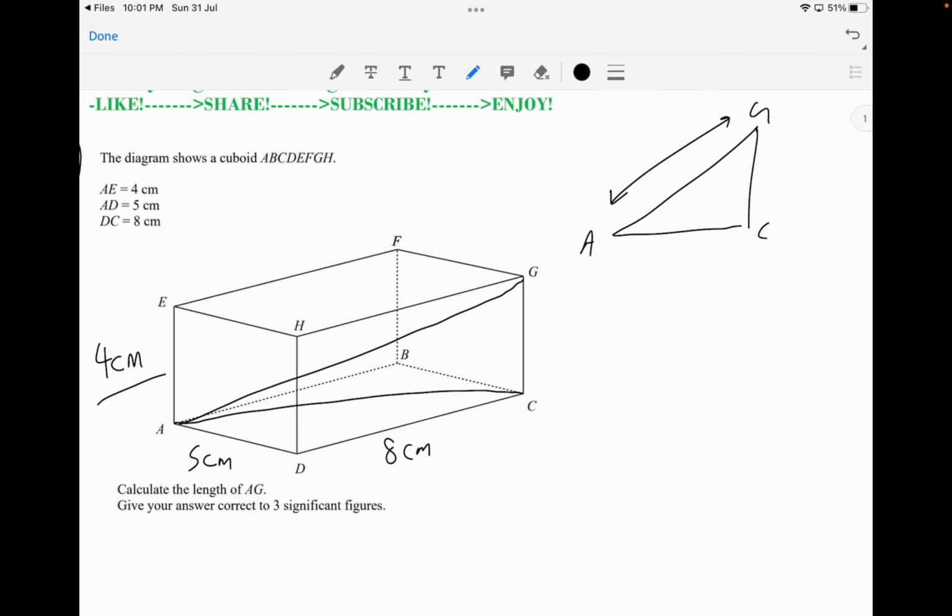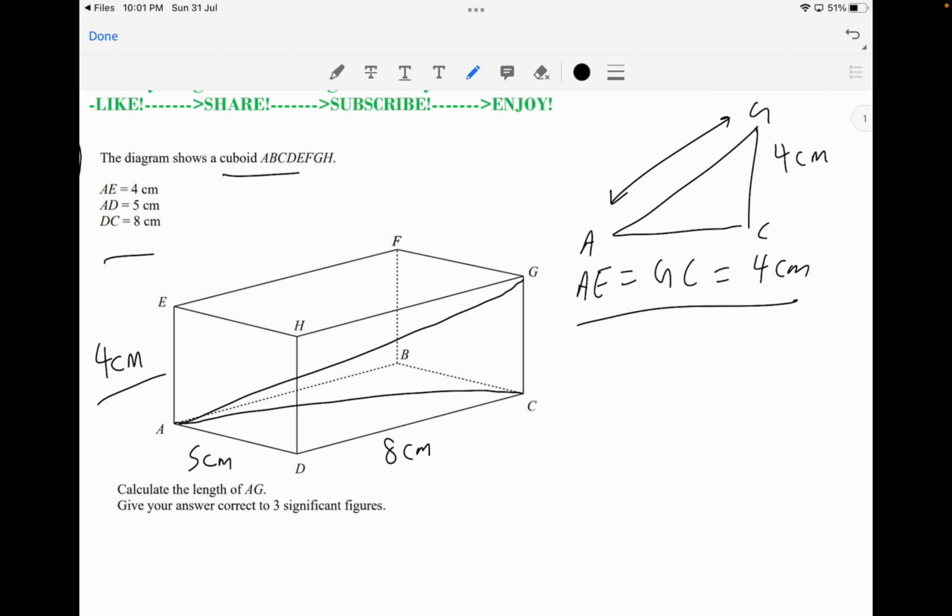Since the question states that AE is equal to 4 centimeters, we know that AE is equal to GC. That's because this is a cuboid, and the sides are equal. So AE is equal to GC, which is 4 centimeters. The reason is that face BCGF is equal to ADHE. So we know that GC is 4 centimeters. Now, what about AC?